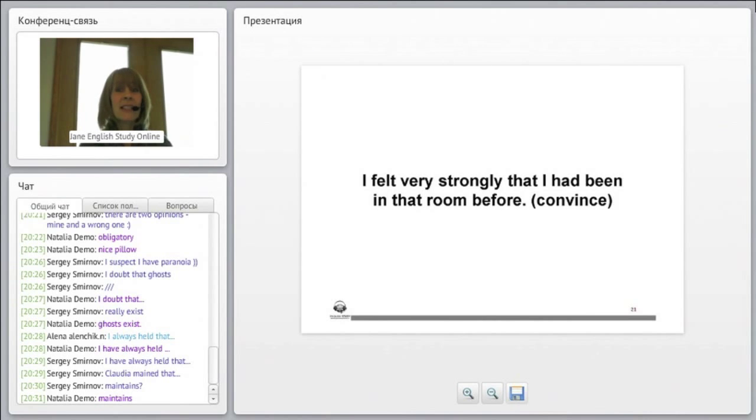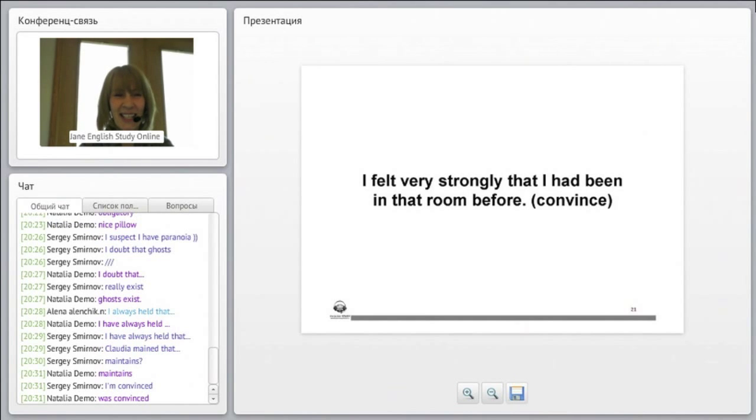I felt very strongly that I had been in that room before. So how would you change that using convinced? Convinced, before I give you the answer. Convinced. I'm convinced, was convinced.